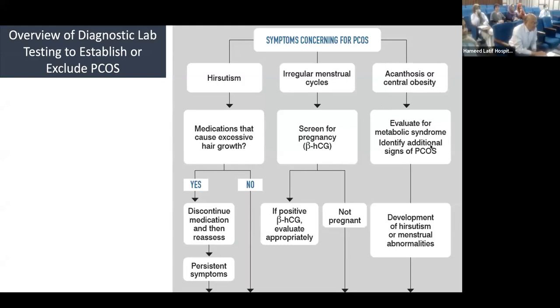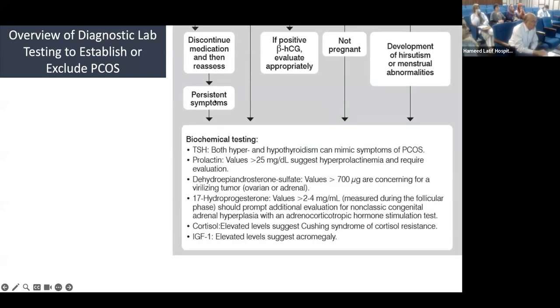Acanthosis or central obesity. Evaluate for metabolic syndrome, identify additional signs of PCOS, development of hirsutism, and then discontinue medication, and then receive positive results, or then biochemical testing.